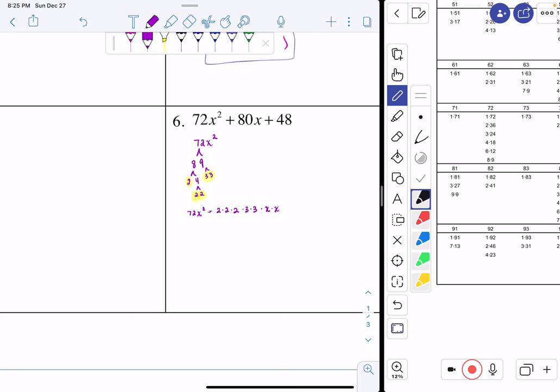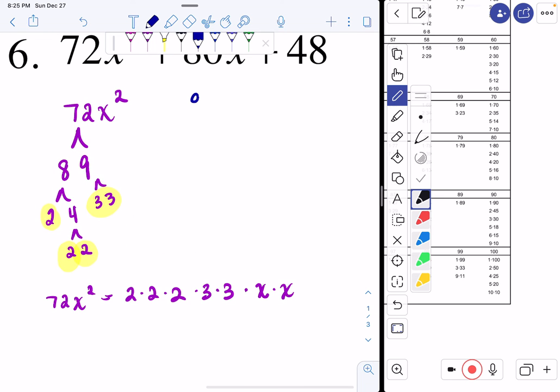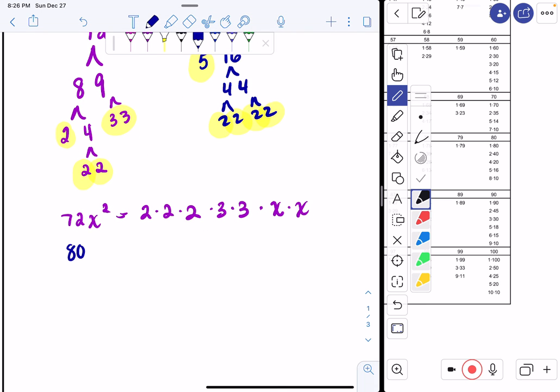Now we're going to do our 80. And if you look, 80 has a few combinations. I'm going to do my 8 and my 10. So 8 and 10. You know, I'm going to do 5 and 16. 4 and 4. 2, 2, 2, 2. Highlight your primes. So 1, 2, 3, 4, 5. So I can say 80x is equal to 4 2's. So 1, 2, 3, 4, a 5, and 1x.